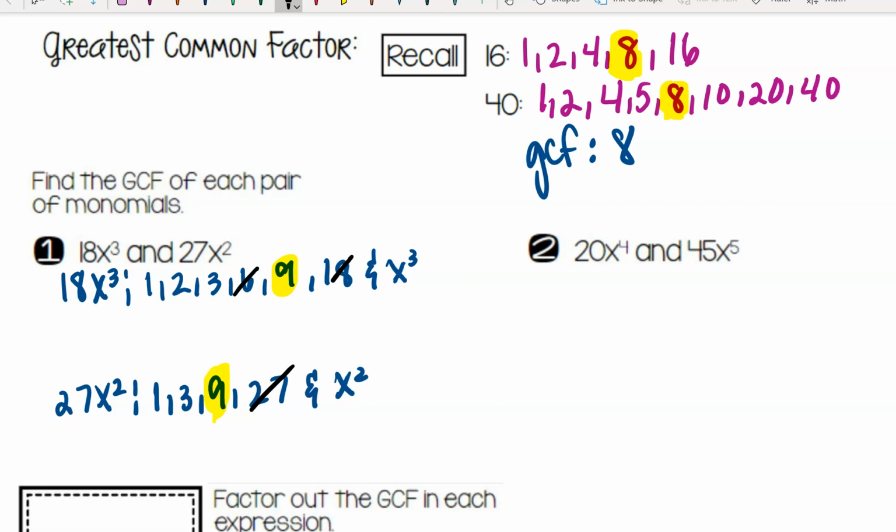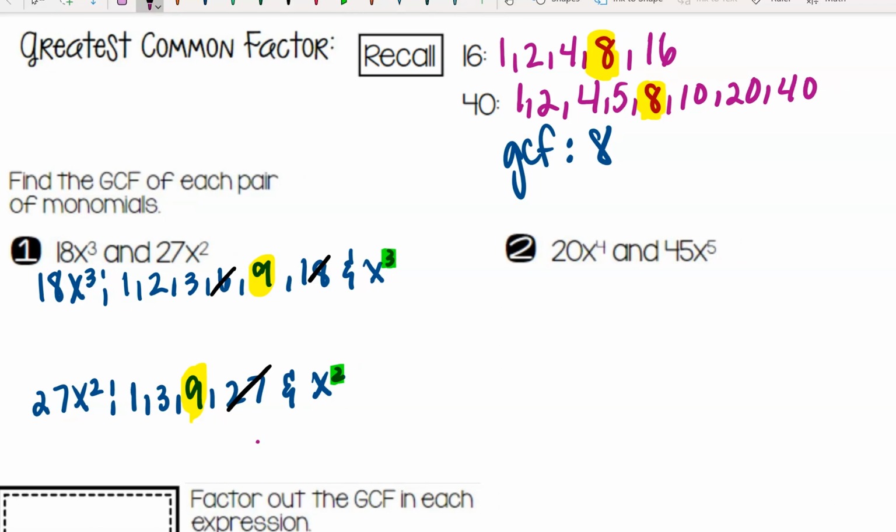But now that we have variables, we also need to look at what else they have in common, the x's. How many x's do they have in common? When you look at the variables, you're always going to look at the power. We know we have a 9 as our coefficient, but do we have 1, 2, or 3 x's in common? It's going to be the highest number that they share. This is x times x times x, and this is x times x. We have x cubed and x squared. This one has 2 x's, this one has 3, but they share a maximum of 2.